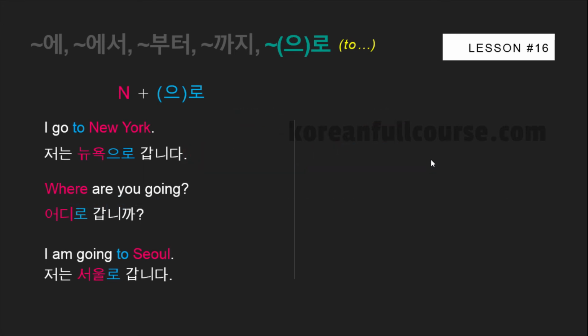I go to New York. 저는 뉴욕으로 갑니다. You see, the last letter in this word is a consonant. That's why I used 으로. Where are you going? 어디로 갑니까? The last letter is a vowel. I'm going to Seoul. 저는 서울로 갑니다. The last letter is a consonant, but the consonant is 리을. That's why we need to use 로 instead of 으로. It's an exception to the rule.